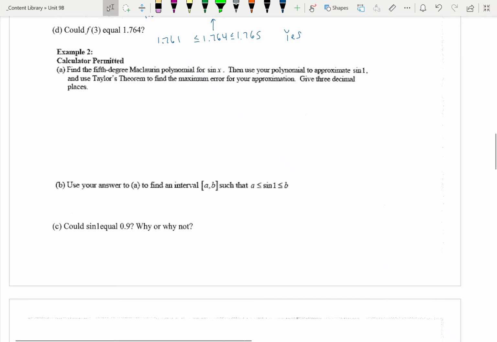In this next example, we're going to go to something a little bit more familiar, maybe a bit less abstract. We want to find the fifth degree Maclaurin polynomial for the sine of x. Well, that's something we have memorized, right?